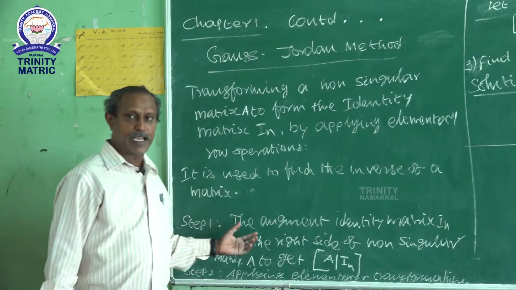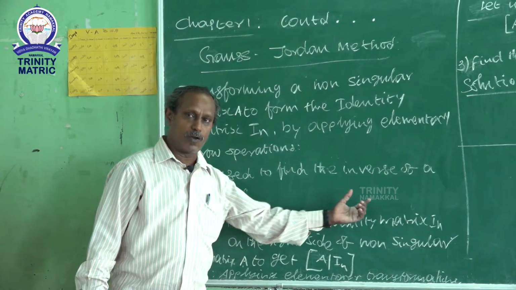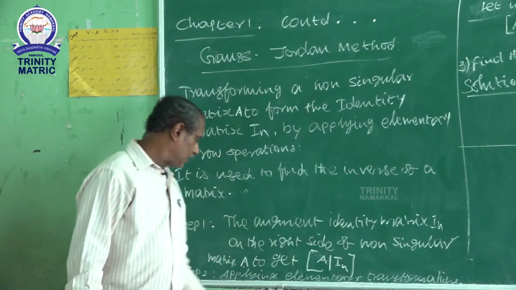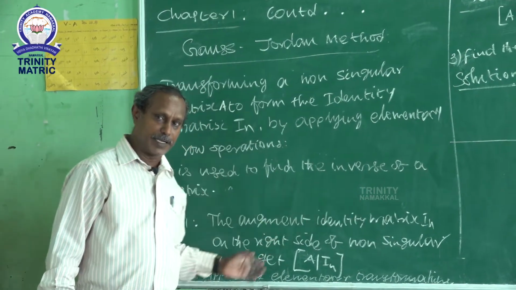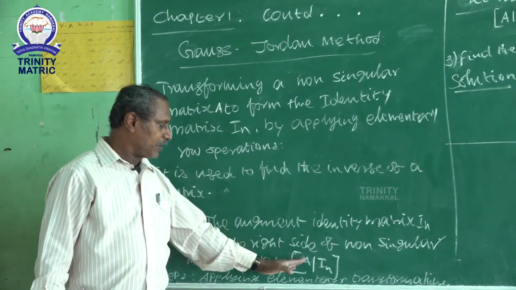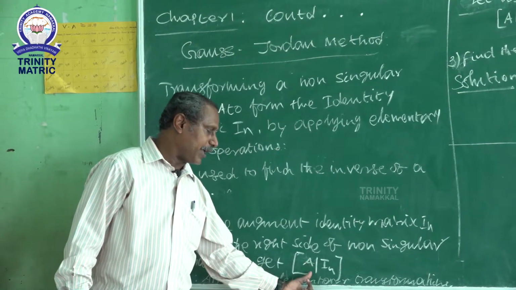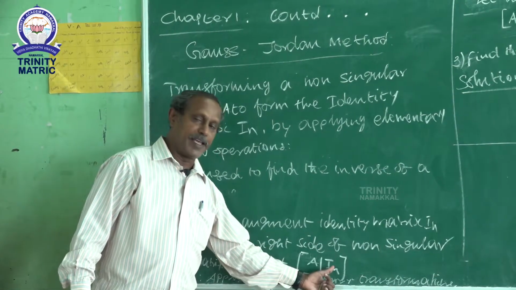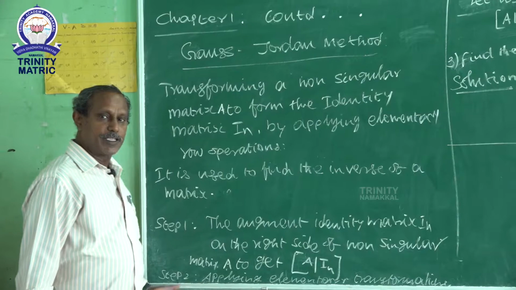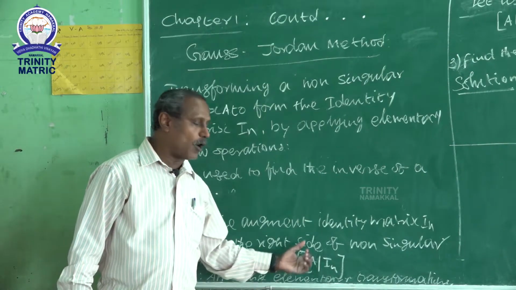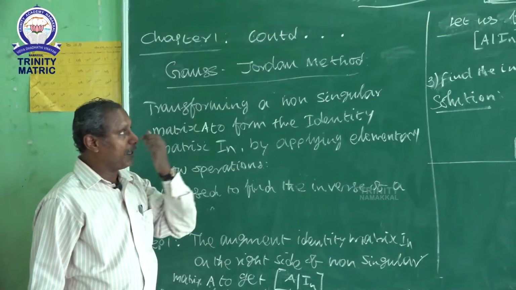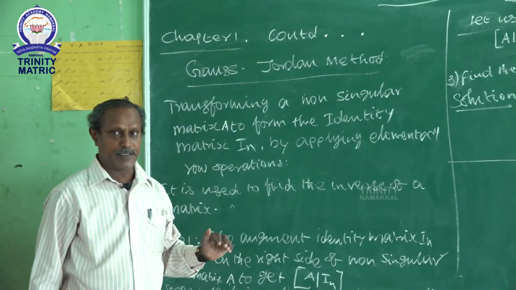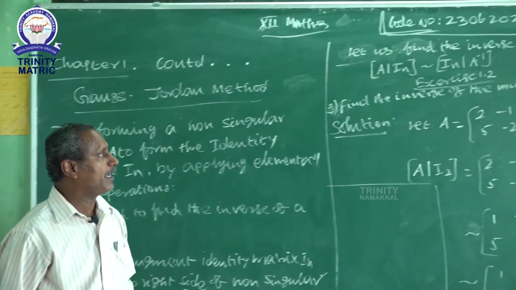First, we construct the augmented matrix by augmenting the identity matrix on the right side of the given non-singular matrix A, to get the augmented matrix [A | In]. Step 2 is applying elementary row operations, or elementary row transformations, so that we get the inverse of the matrix. So let us find the inverse of a matrix.